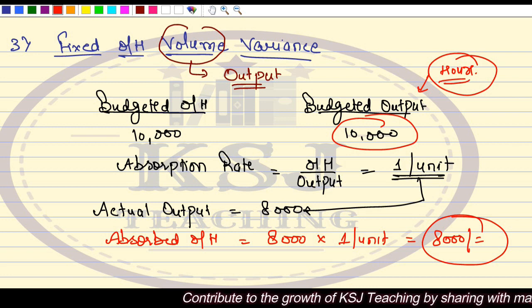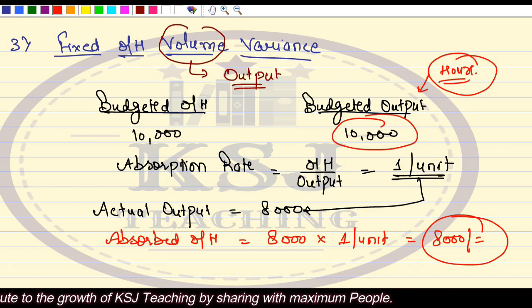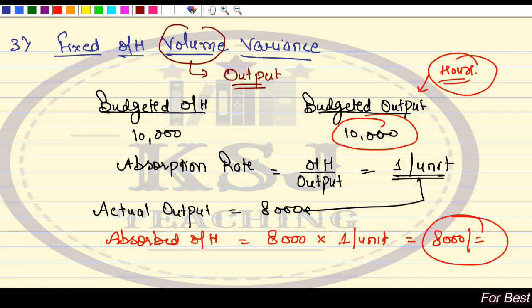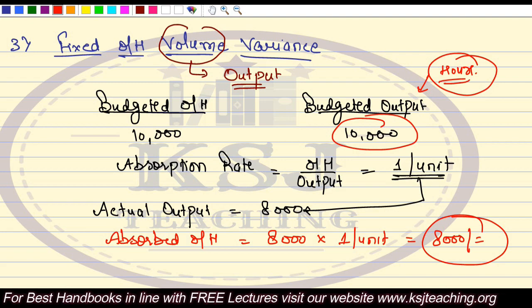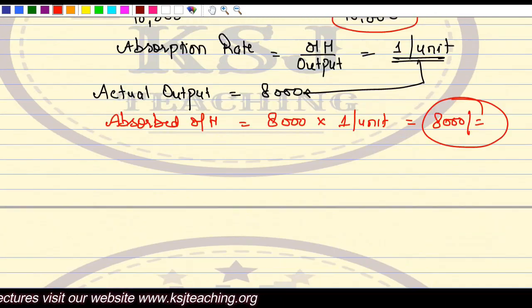You planned for the hours on the basis of budgeted output 10,000, whereas your actual output is 8,000. So your absorption of fixed overheads will vary, right? There will be a variance in the absorption from the planned one due to the difference in the output or difference in the volume. So from here, your formula will be derived.